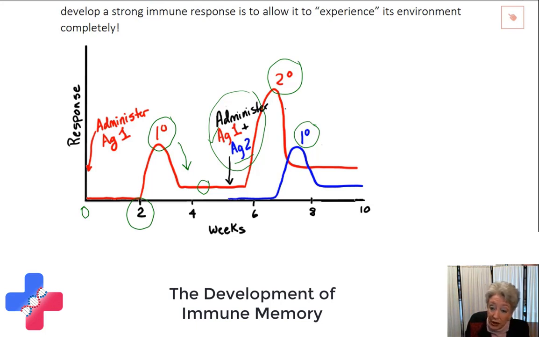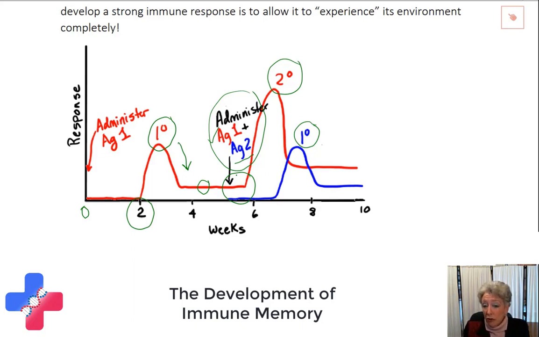And notice that the secondary immune response to my first antigen is very much higher and faster. It does not require a lag time like the 10-day to 2-week period we saw with the primary inoculation.